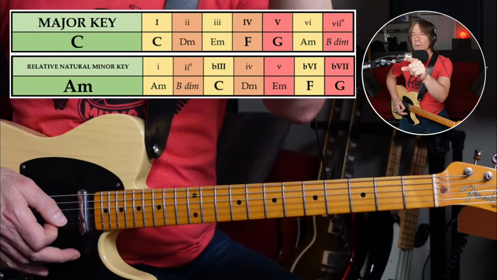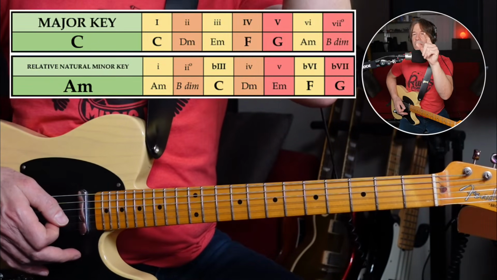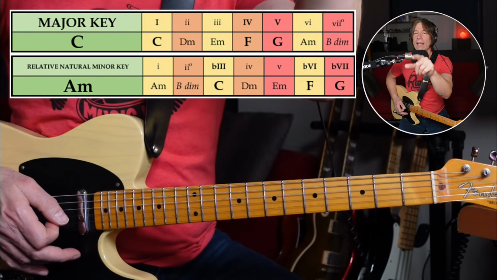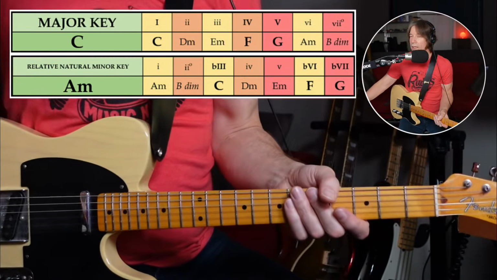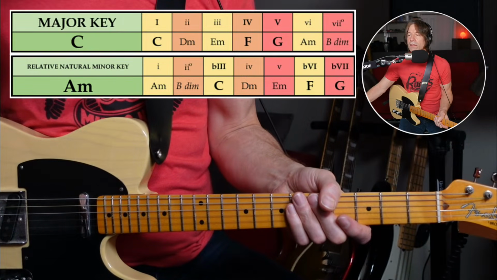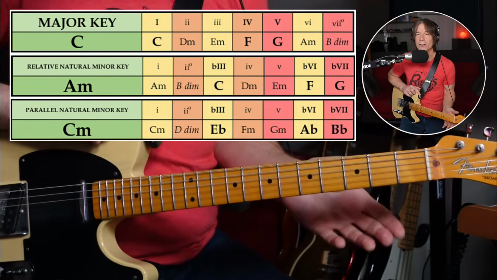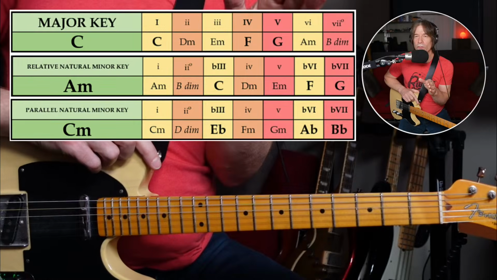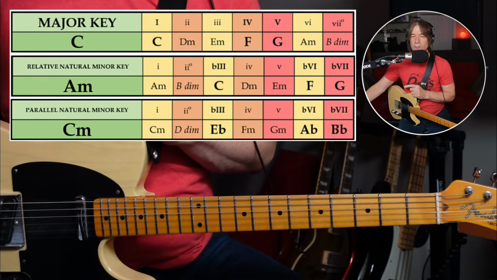Look, A minor, B diminished, C, going back to the beginning again, C, D minor, E minor, F, G. Look at that relative minor: A, B diminished, C, D minor, E minor, F, G. That's why when we go to this one, the parallel minor, it's the same principle, only we're doing it parallel, which means there's a definition here.